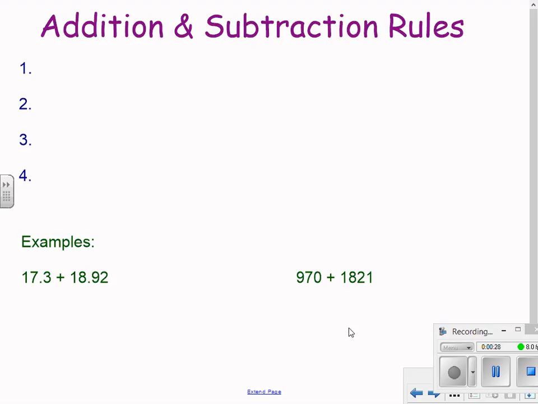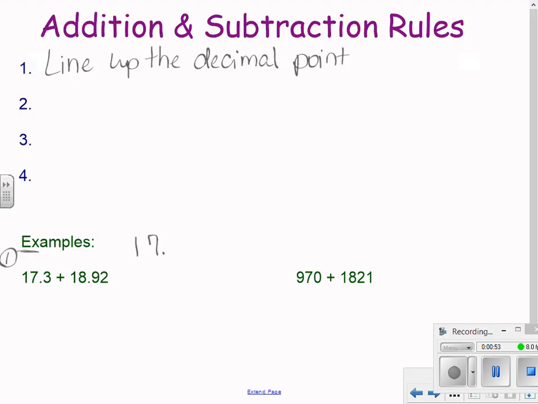All right, so first thing we're going to do, just like in any math class, we're going to line up the decimal point in our two numbers. At the bottom here we have our examples. We're going to be working on example number 1 as I go through the rules. You'll notice it's written horizontally, so we're going to make it a vertical addition. We have 17.3 plus 18.92. The 9 is going to line up under the 3, and the 2 is just going to be off by itself, because the first number does not have anything in the hundredths place.